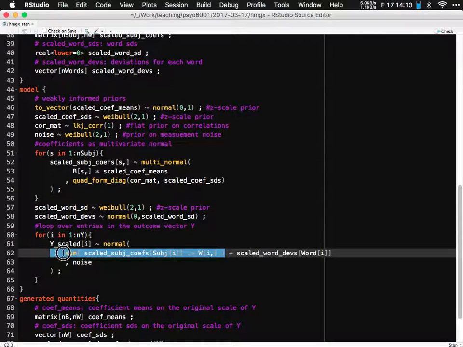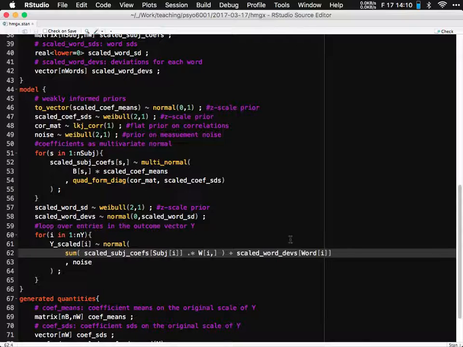It then adds to that prediction the deviation associated with the words. So given the word that this outcome is, grab the deviation associated with that word.